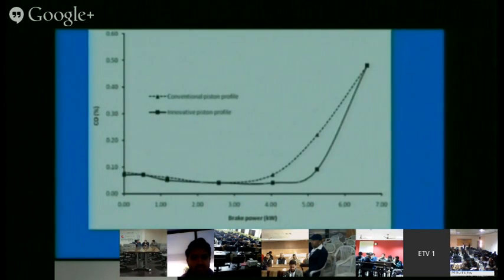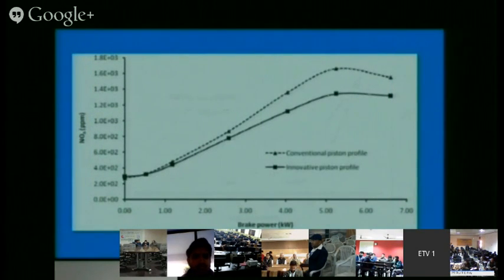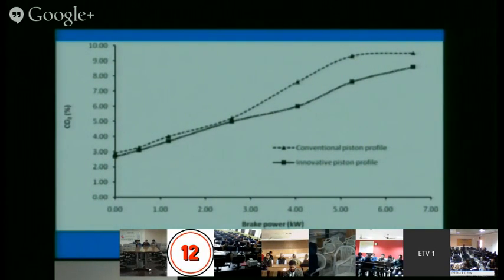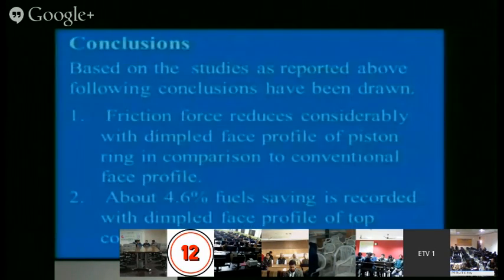Similarly, it can be seen here carbon monoxide and many other NOx. So all these things are drastically reducing at high power, high brake power. The more the power, the better the result we are getting. Similarly, carbon dioxide also shows a drastic reduction. Now about 20% reduction is taking place.